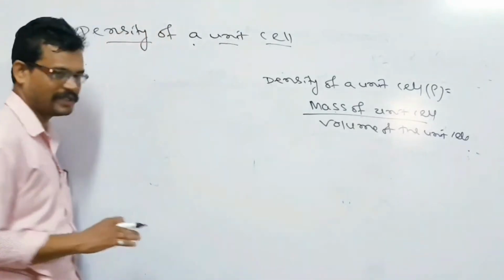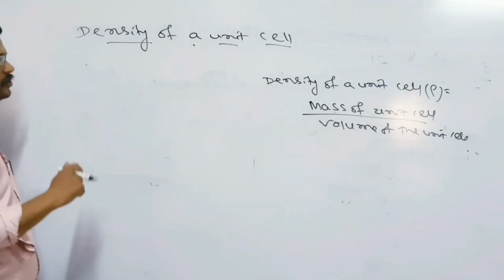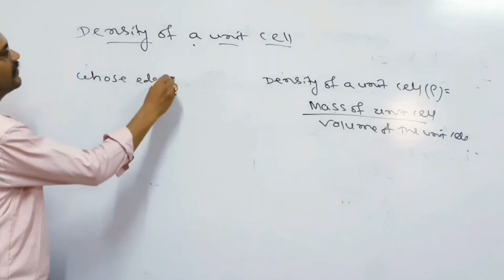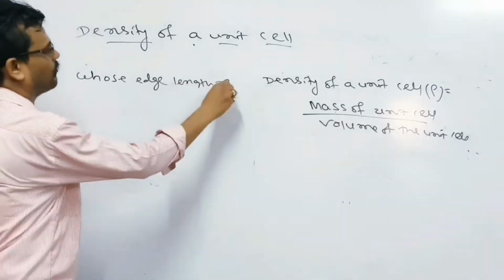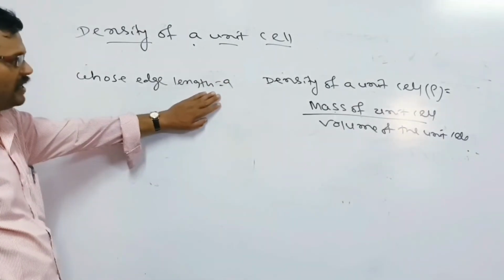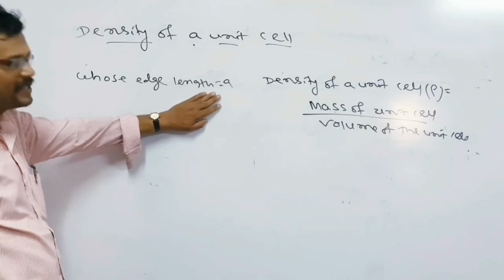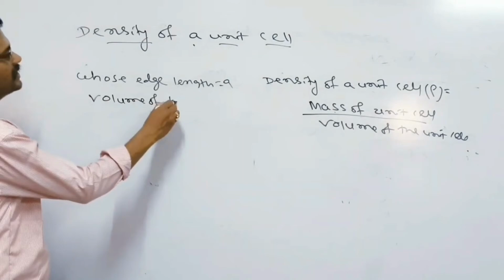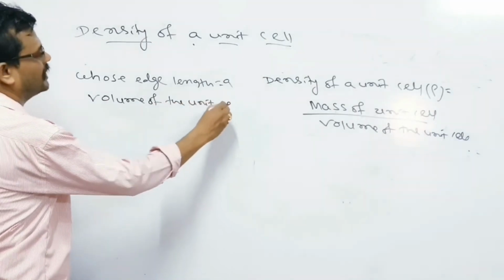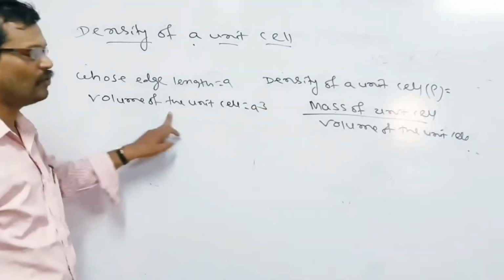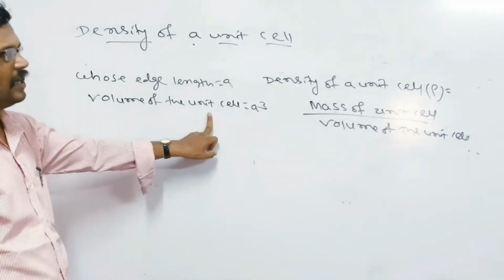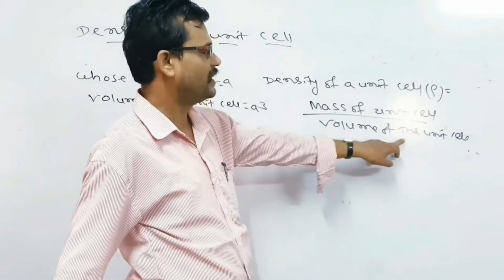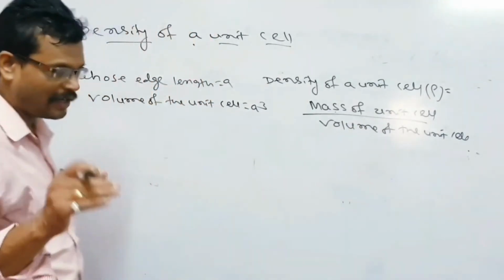First of all, we take a solid whose edge length is a, small a. That means its length is a. If it is a cubic cell, what will be its volume? The volume of the unit cell will be length cubed, that is a cube. But to find the density of a unit cell, we have to know the mass of the unit cell and the volume of the unit cell.